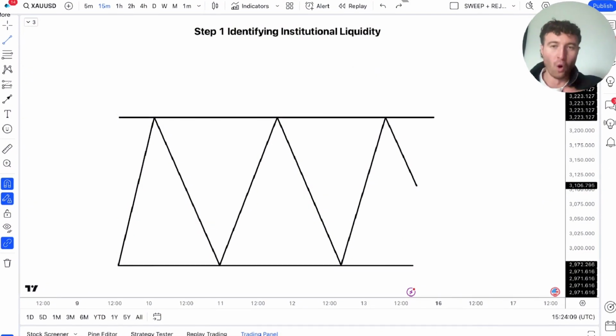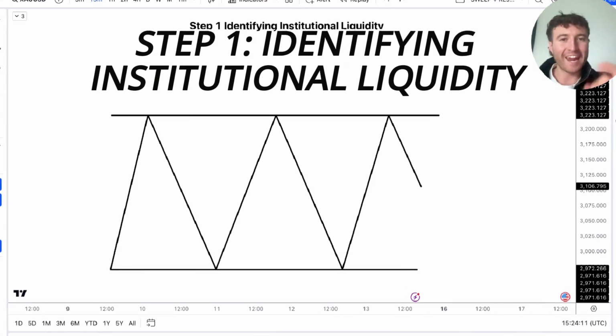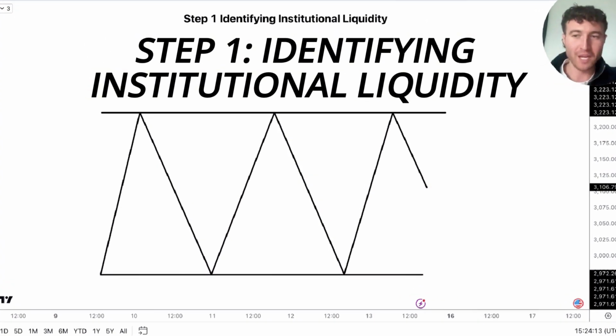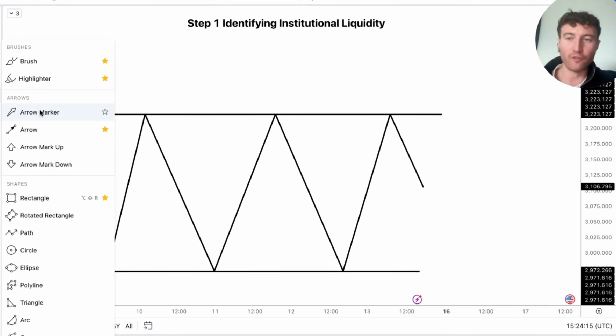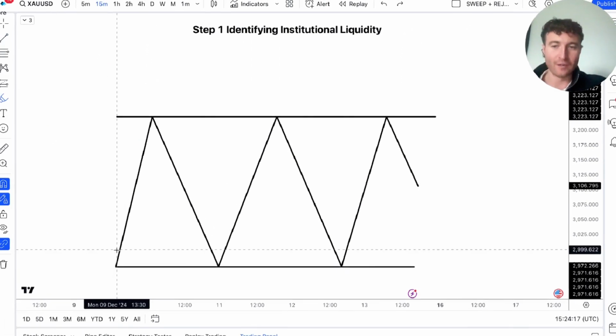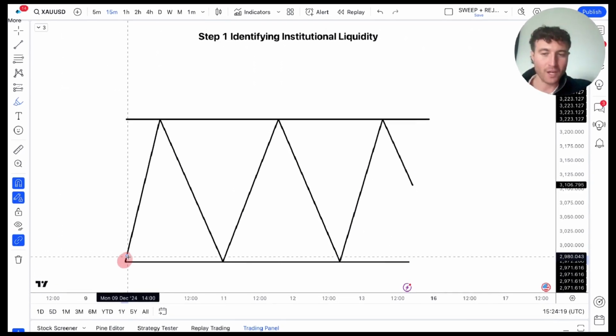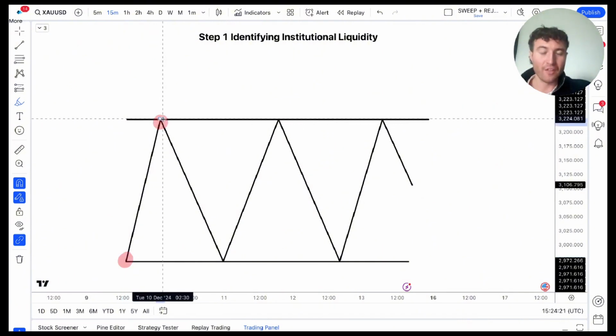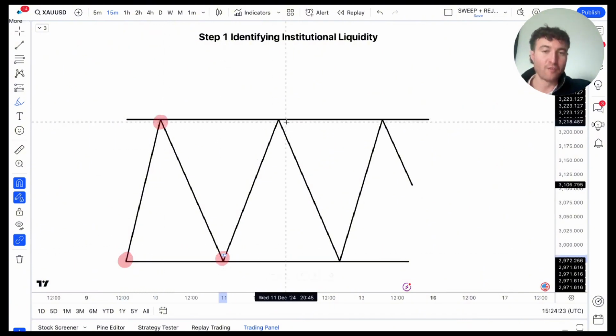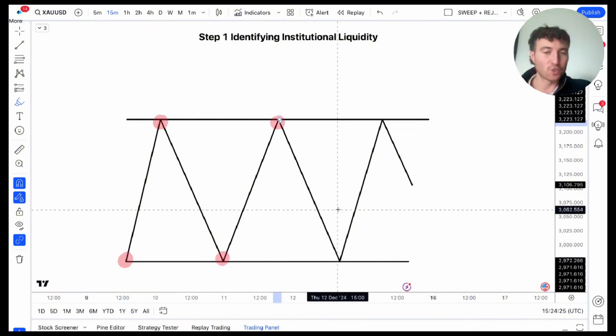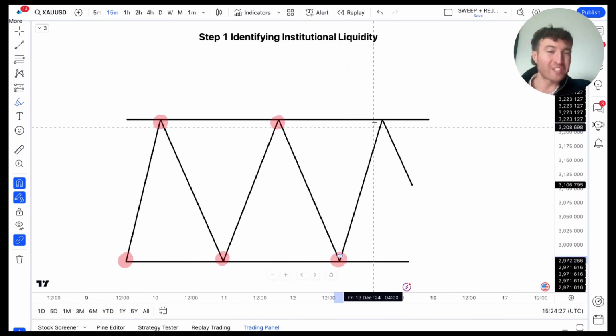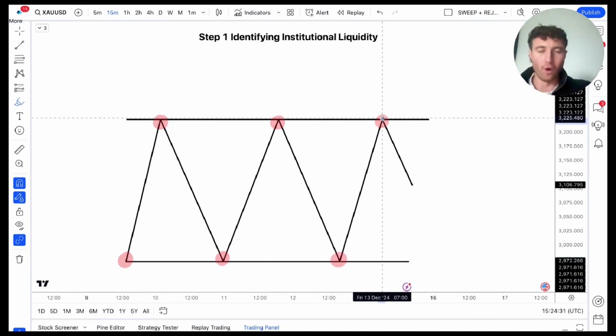Okay, so the first thing that we need to do when we turn up to the markets is step number 1, which is identifying institutional liquidity. And what you're going to see within the market when you first turn up is a low, then a high, then another low, followed by another high, etc. And all this is simply doing is forming a range within the market.